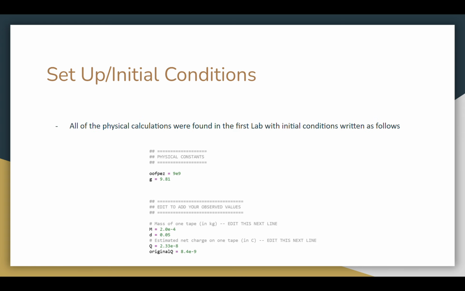As for the setup and initial conditions, all of the physical calculations were found in the first lab, with the initial conditions written as follows. This is because the tape experiment did not have to be repeated. The only difference in this portion is that we're treating the tape like it has line charges all throughout the tape instead of just a point charge on the surface. And so you can see we have our K and G values, and then the mass, distance, and the Q is just coded in and copied directly from the previous lab.